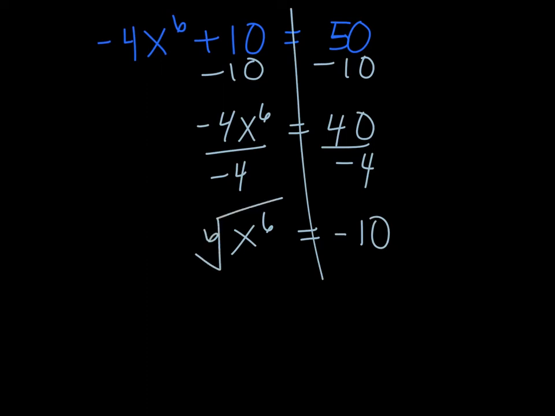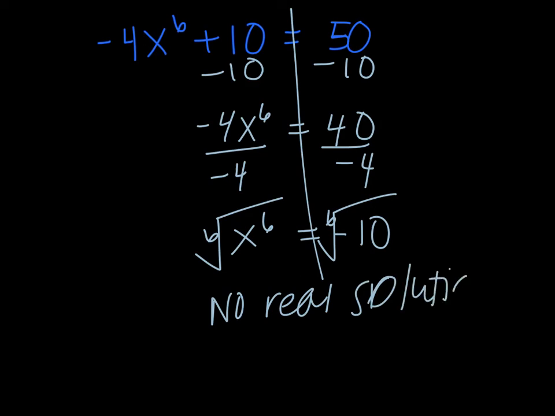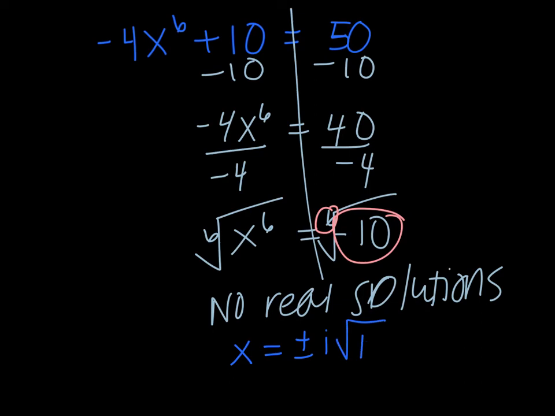If I take the sixth root of negative 10, that is not possible. So those are no real solutions, because I cannot take the even root of a negative number. It's not possible. If I wanted to write that as an imaginary number, I would write plus or minus i root 10. That would be a bonus question answer.